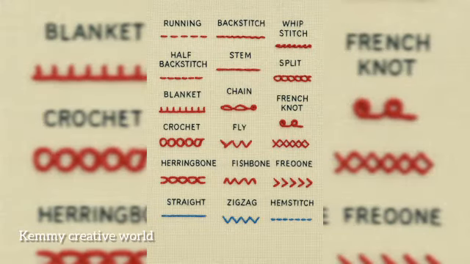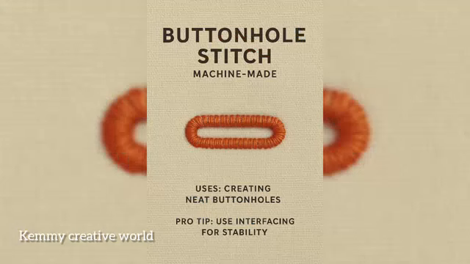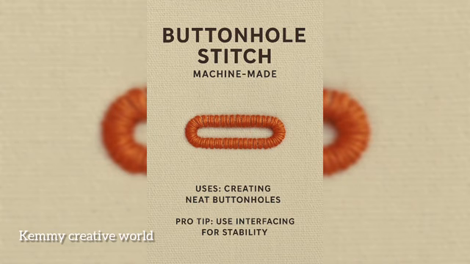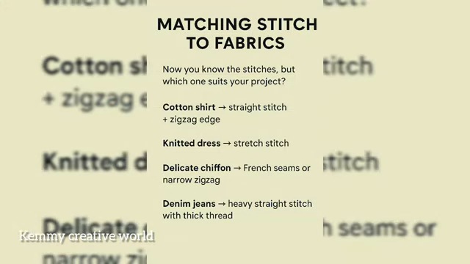Overlock or serger stitches. They are used for professional edge finishing. Practice tension settings for neat loops. Buttonhole stitch. It is used for creating neat buttonholes on shirts or garments. Use interfacing for stability.